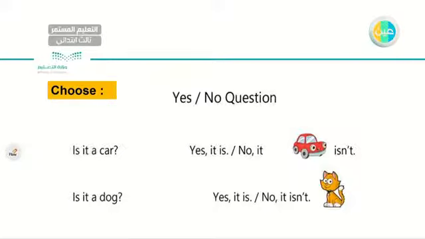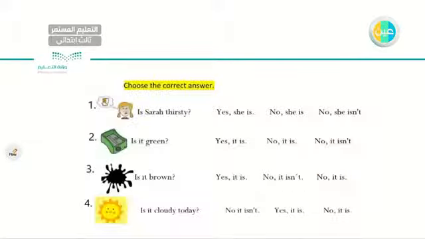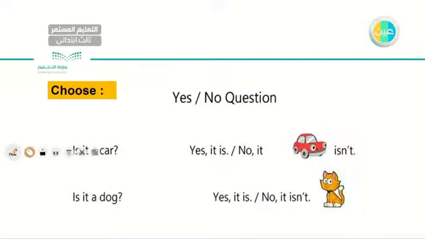Yes, no questions. Let's start with the first one. Is it a car? I have a picture. I have two options. Yes, it is, or no, it isn't. What do you think? Does it look like a car? The answer is yes, it is. Very good. So let's read the question and the answer. Is it a car? If we form a question like this, the answer must be yes or no. Is it a car? Yes, it is.